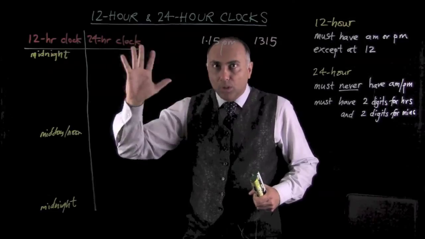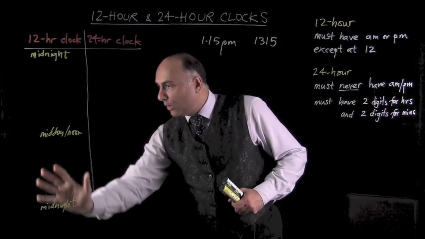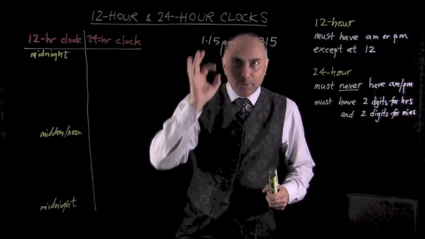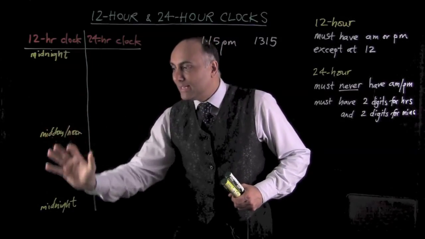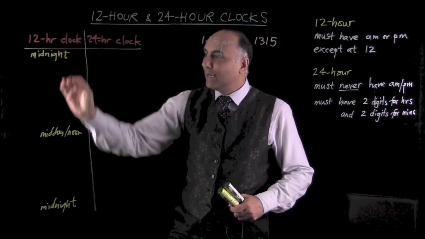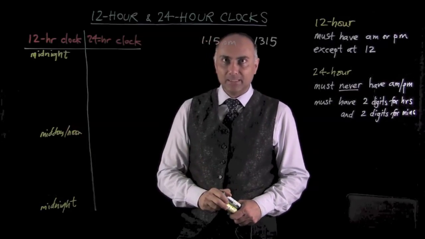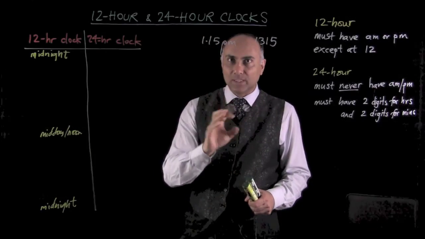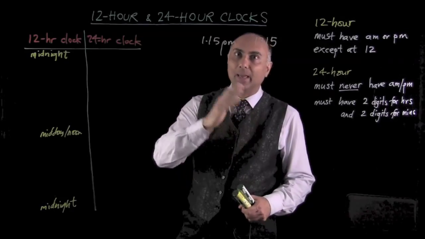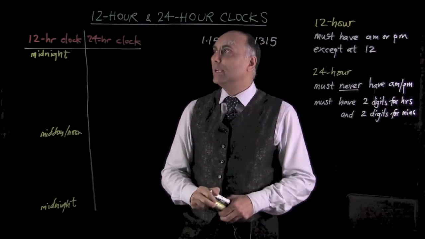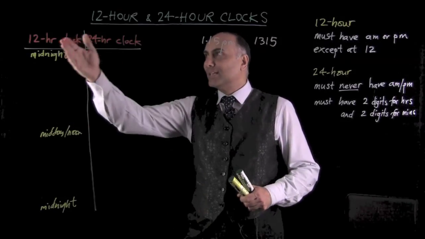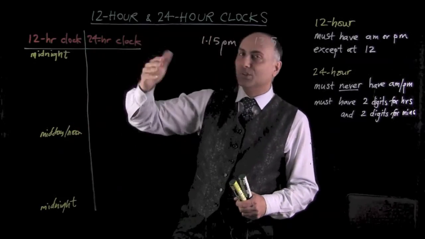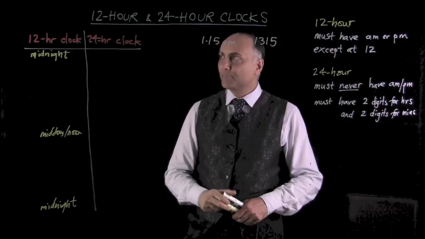Now, all times on the 12-hour clock must have AM or PM after them, except these times, midnight and midday. The reason for this is because of the meaning of AM and PM, which I'll come to in a moment. But let's do some translating. Let's translate midnight and midday into the 24-hour clock.